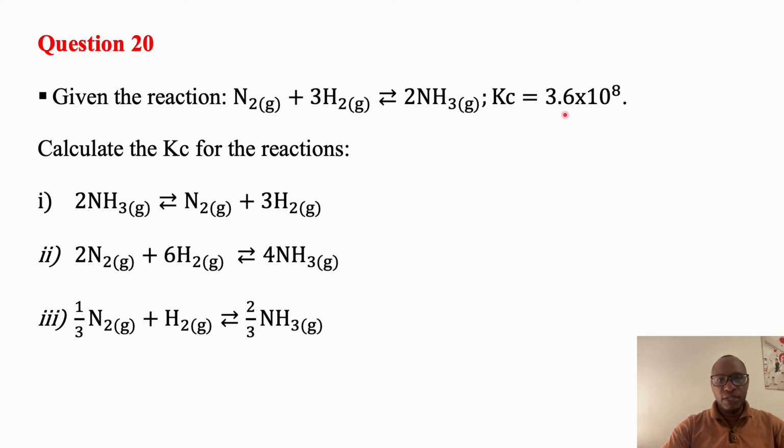It will be equal to Kc raised to the power of 2. For example, this one, because they have multiplied by 2. What about this one? For this one, they have divided by 3 here. Here also they divided by 3, and here they divided by 3. That means when you are dividing by 3, it is the same as taking this value to the power 1 over 3, or taking the cube root of this value.